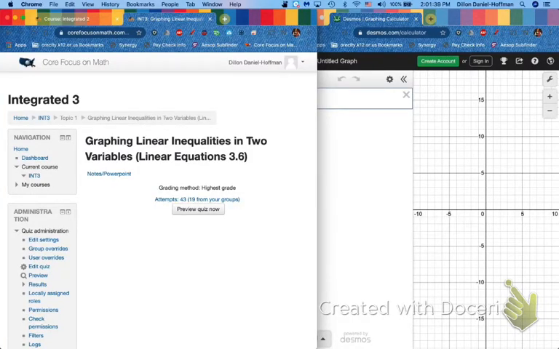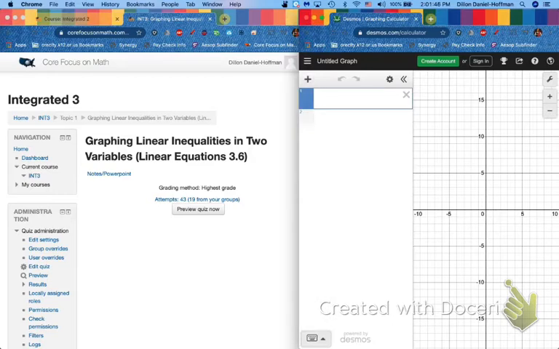Hello everybody. If you do not already have it, make sure that you have a new window, not just a tab, but a window, pulled up next to your math window for your core focus that has your Desmos calculator. We will definitely be needing that today as we do linear inequalities in two variables.